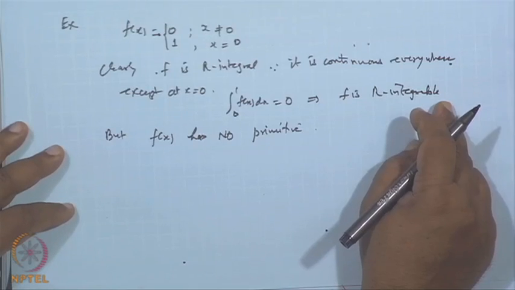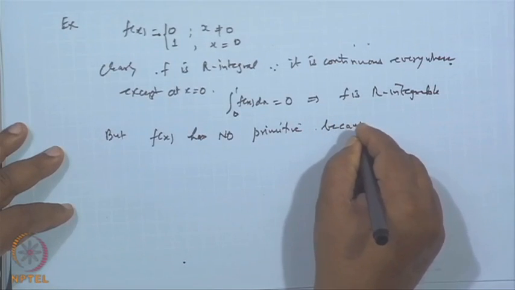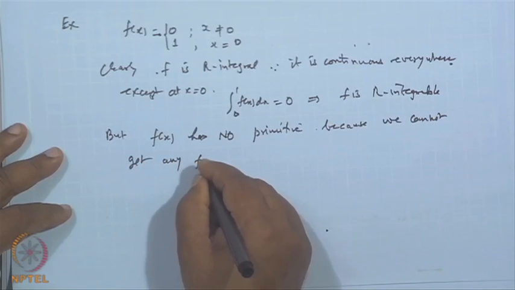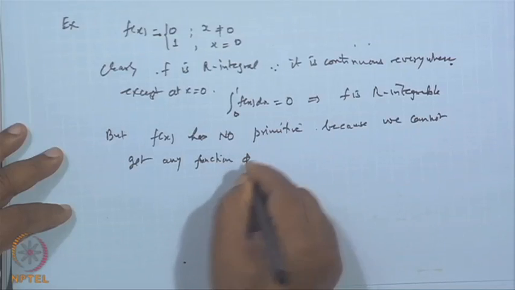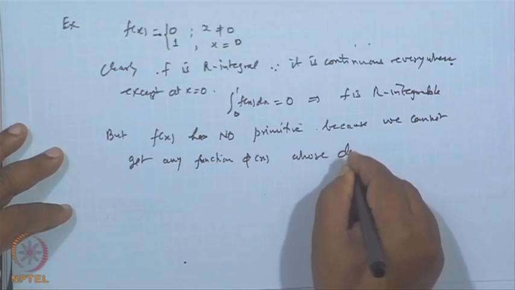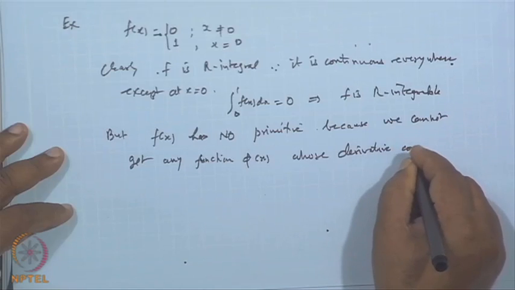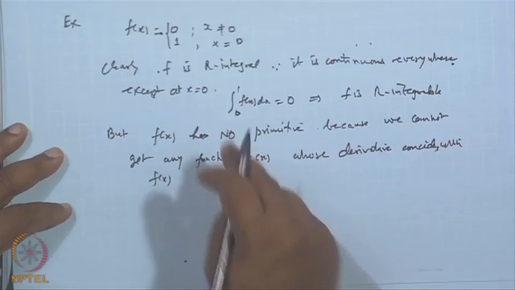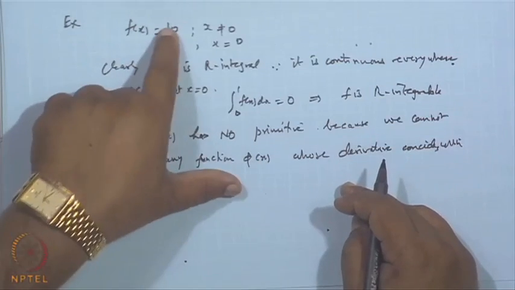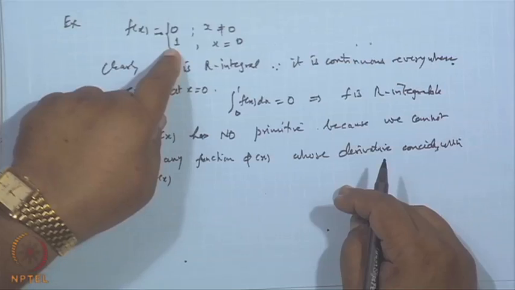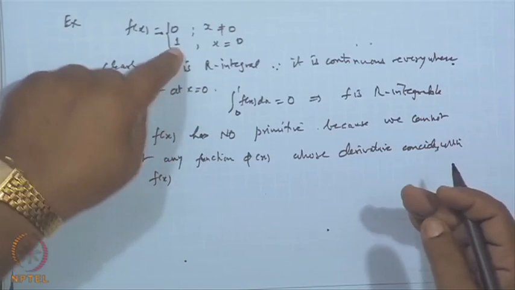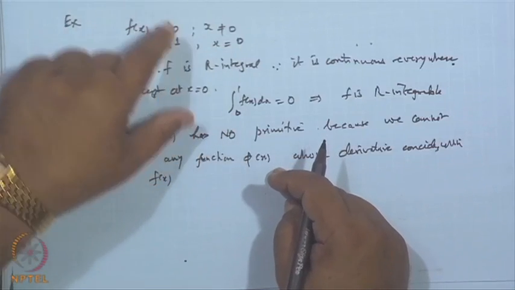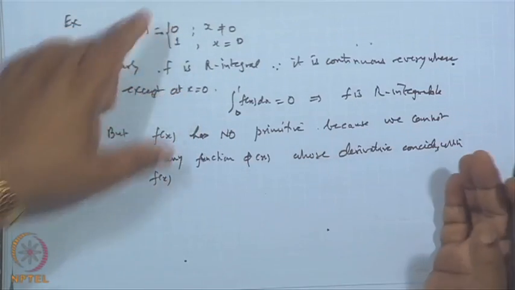No primitive, because we cannot get any function phi whose derivative coincides with f x. If we take phi x to be constant, the derivative will be 0, fine, but at the point 0 the derivative does not come to be 1. If we want the 1, phi x must be x, then the derivative will be 1, but it cannot be 0 for other points.